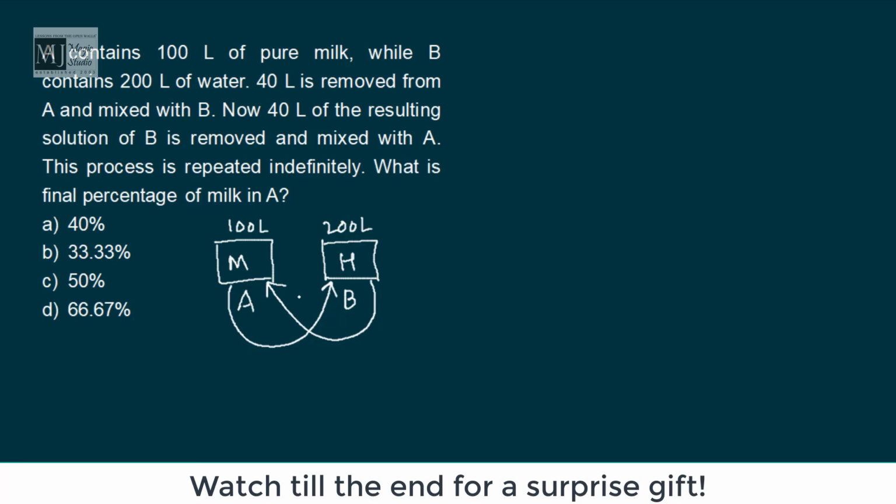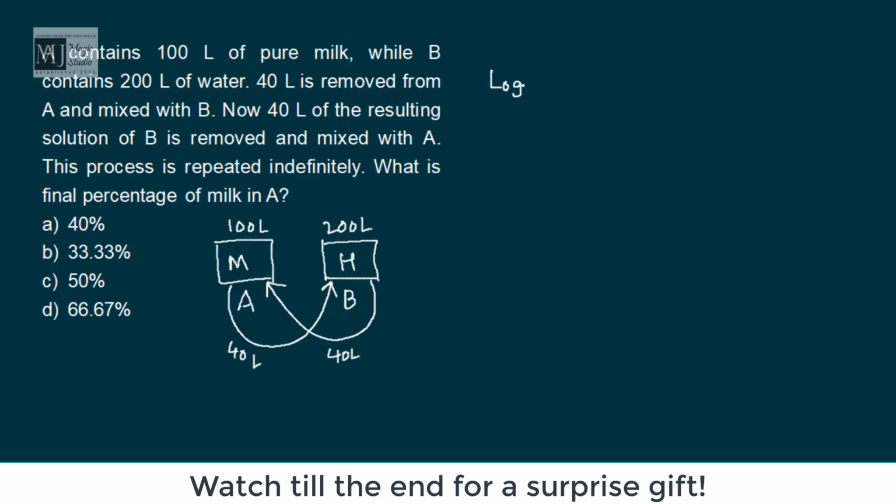This process is repeated indefinitely. It keeps on moving. What is the final percentage of milk in A? What will happen after 10 times or 20 or 100 or infinity or a very large number? What will happen at the end? These kinds of questions, if we try to solve using 40 liters transferred and the ratio, and then again try to build up what will be the ratio once 40 liters is again there in can A, will end up in a mess, isn't it?